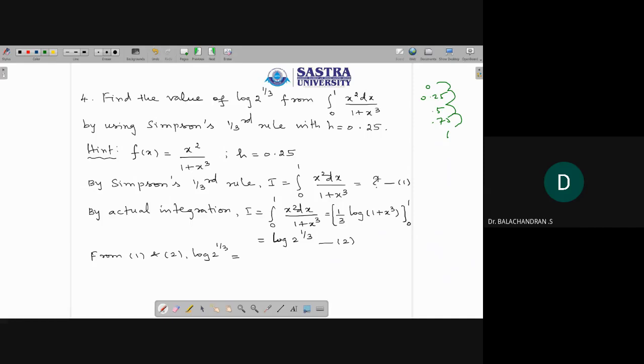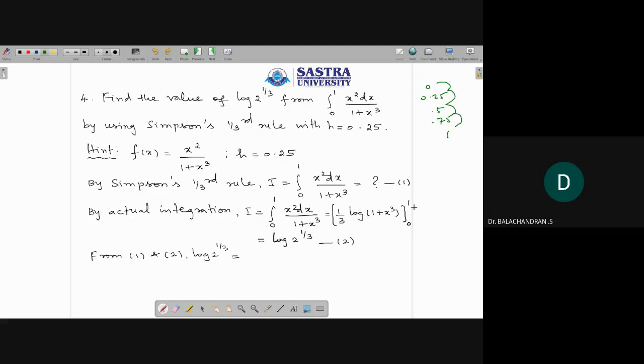So it is a question mark, you need to find out, but using the formula. Okay, but in the question they are asking to find the value of log 2 power 1 by 3. For this, by actual integration, you need to integrate 0 to 1 x square dx by 1 plus x cube. So if you differentiate the denominator, you will get 3x square. So 3 is not here, so multiply and divide by 3, and you can write that as log of 1 plus x cube.